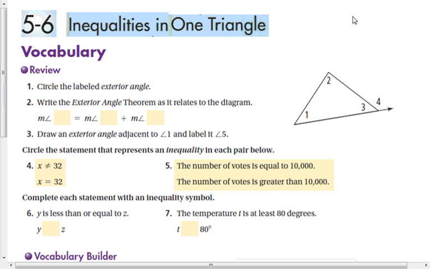Hey students, this is lesson 5-6. In this lesson we're going to learn how to use inequalities involving angles and sides of triangles. Go ahead and do this review and I'll check back with you.